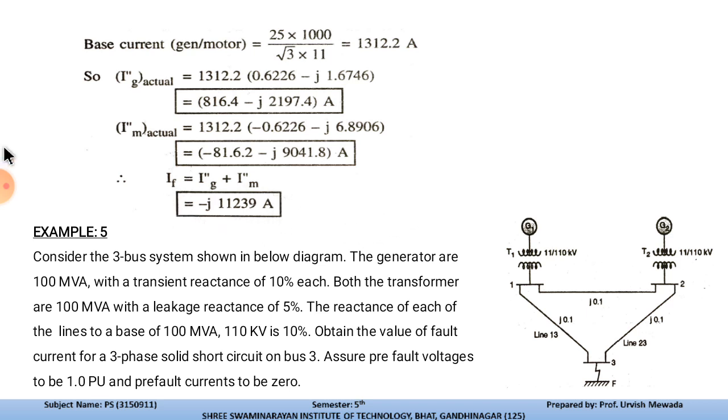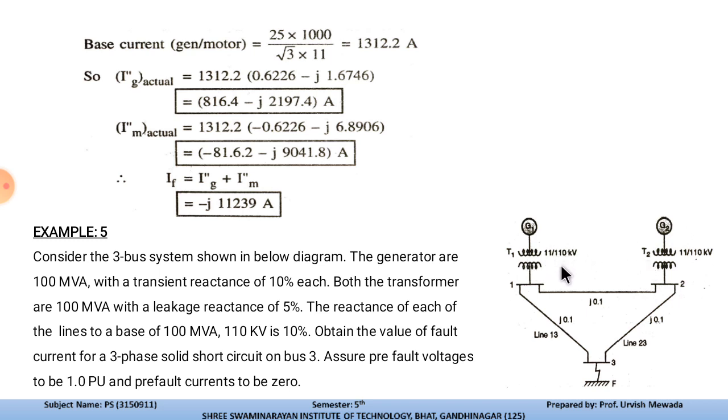Now let us discuss example number 5 for the given system. Consider the 3 bus system shown here. This is bus number 1, 2 and 3. With bus number 1 and 2, we have the generators G1 and G2. Then we have the transformers T1 and T2.